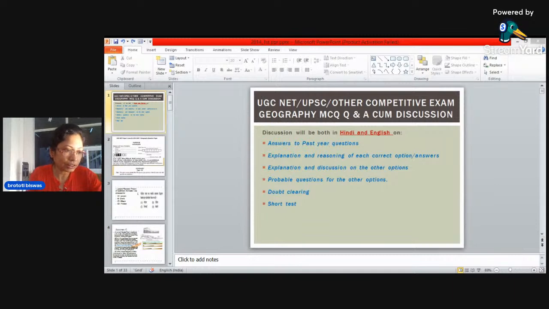Okay, someone has written that the screen is visible but not clear. Is it so? Can you just let me know? Someone has written the screen is visible but not clear. Can anyone please write in the chat box? I think Sangha has written that the screen is visible but not clear. Okay.